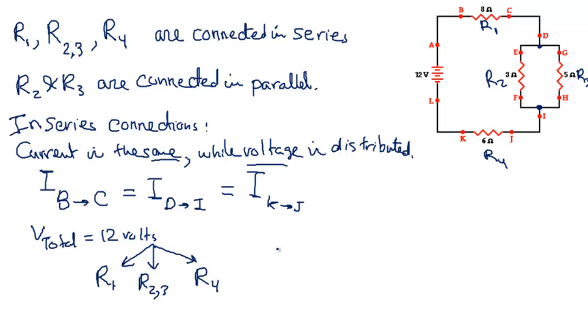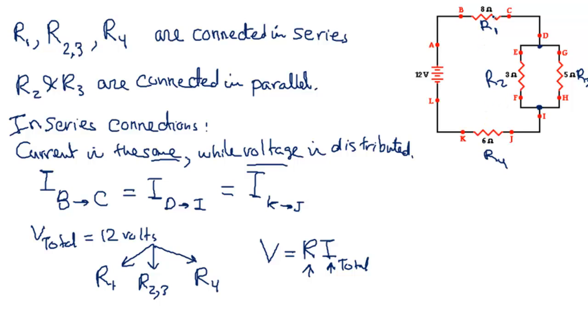Now, which one will take the biggest voltage? We know that the voltage V is equal to R times I. And since I here is the same, all of them will have the same I, which will be I total, whatever I total is, then the voltage will depend on the resistance. So the one that has the biggest resistance will get the biggest voltage, and the one that has the smallest resistance will get the smaller voltage.